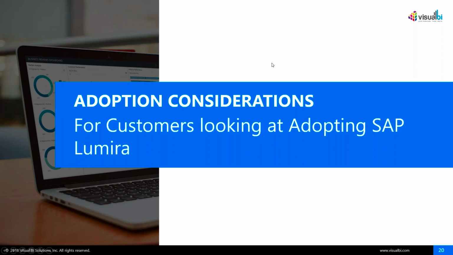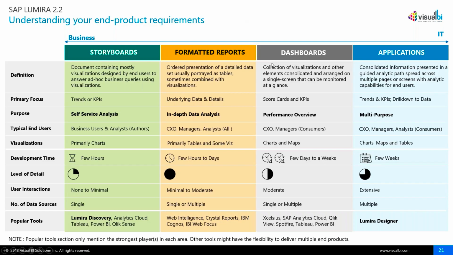Now, for customers looking at just adopting Lumira Designer or Lumira Discovery, or for that matter, any front-end BI tool, it's vital to understand the kind of end product that you are looking at before you decide on the tool. So what kind of an end product are you looking at building for your end users? I hope that this slide that you're seeing over here provides a very high-level context to this end. So fundamentally, there are two types of end products that front-end BI tools can build. You have storyboards, formatted reports, dashboards, and applications.